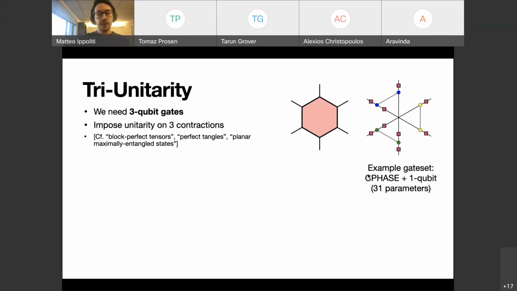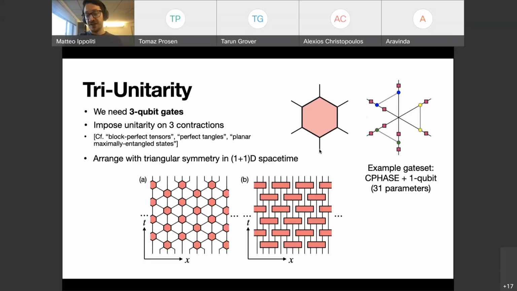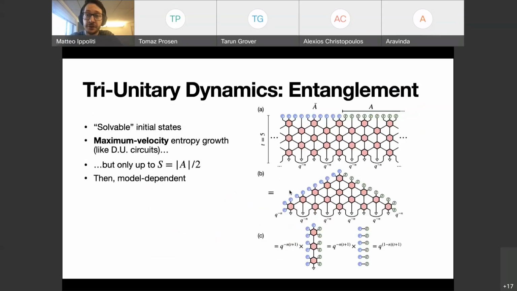But aside from that, once we have this building block, we need to build this evolution, which is invariant under this higher space-time symmetry. The idea is to simply place these objects on vertices of a triangular lattice, which under more conventional, rectangular-looking gates has this representation here. And with this, we find various results that in some ways generalize what's known about dual unitary circuits.